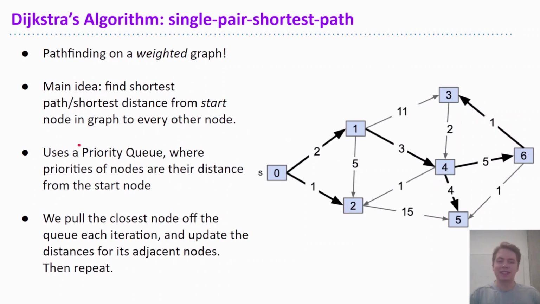Its structure is very similar to the other graph traversal algorithms, but now the underlying data structure is a priority queue. And inside of our priority queue, the priorities of nodes are their distance from the start of the nodes, where nodes with a shorter or less distance will be prioritized over those nodes that are farther away. And then essentially what this algorithm is doing is pulling the closest node off of our priority queue in each iteration, updating the distances for its adjacent nodes, and then discovering that node by adding it to our set of discovered nodes.